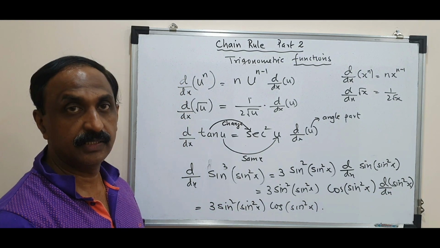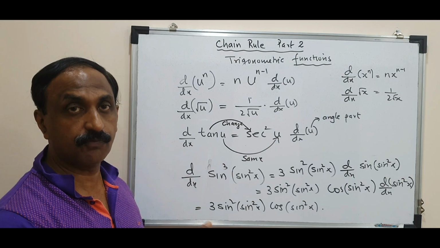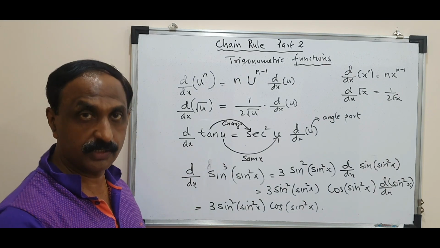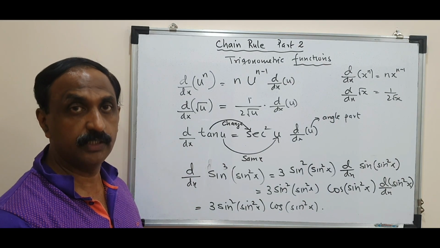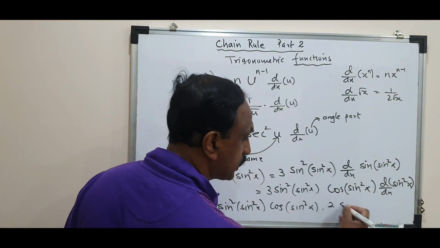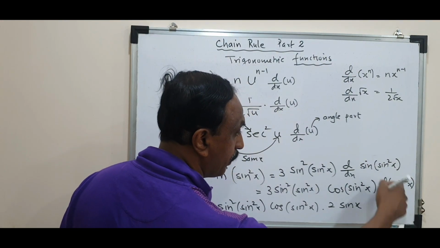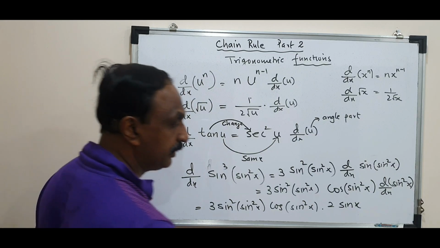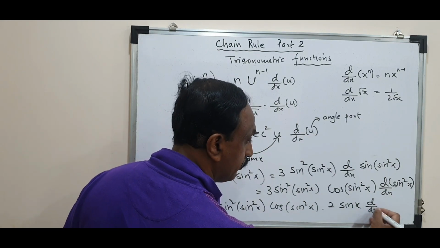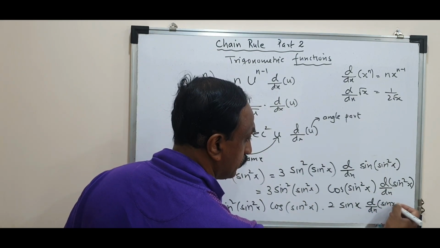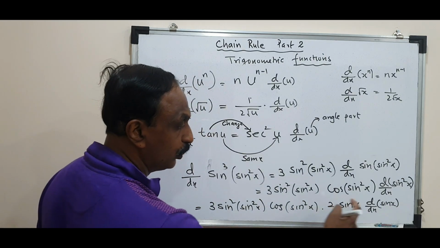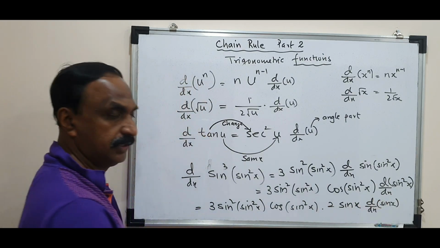Which category? Sine square, power category. Start from what? Start from the power. What is the power here? 2. So start from 2: 2 sine x. Start from the power, reduce the power by 1 into derivative of the base. So what will be your answer? 2 sine x into cos x. That will be your answer.